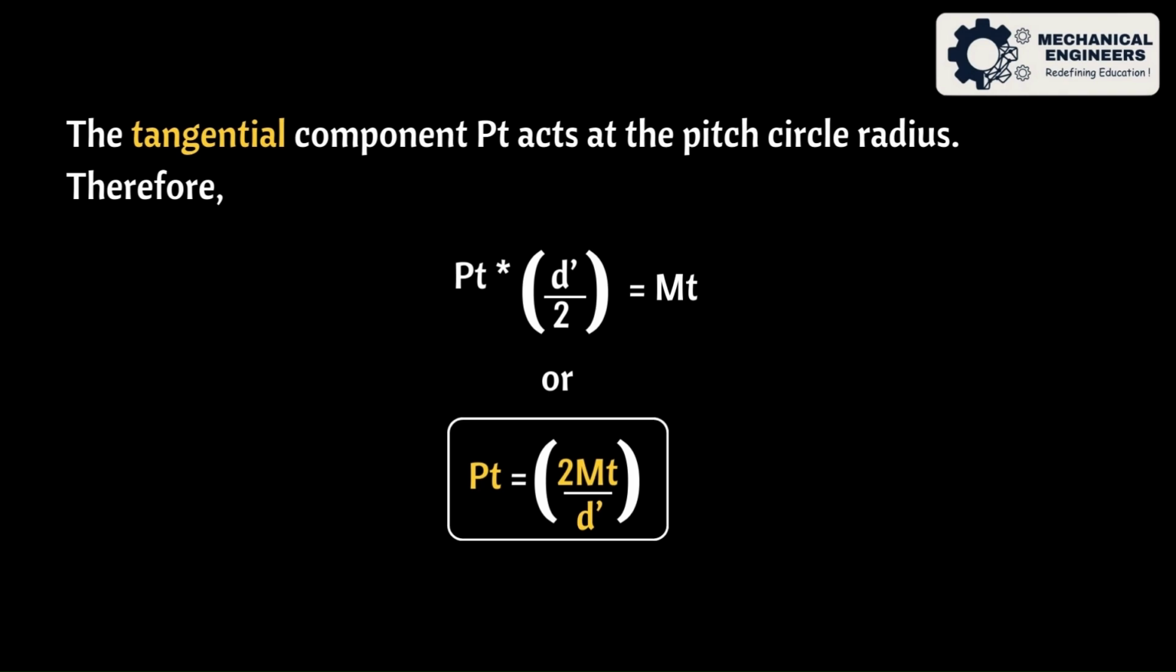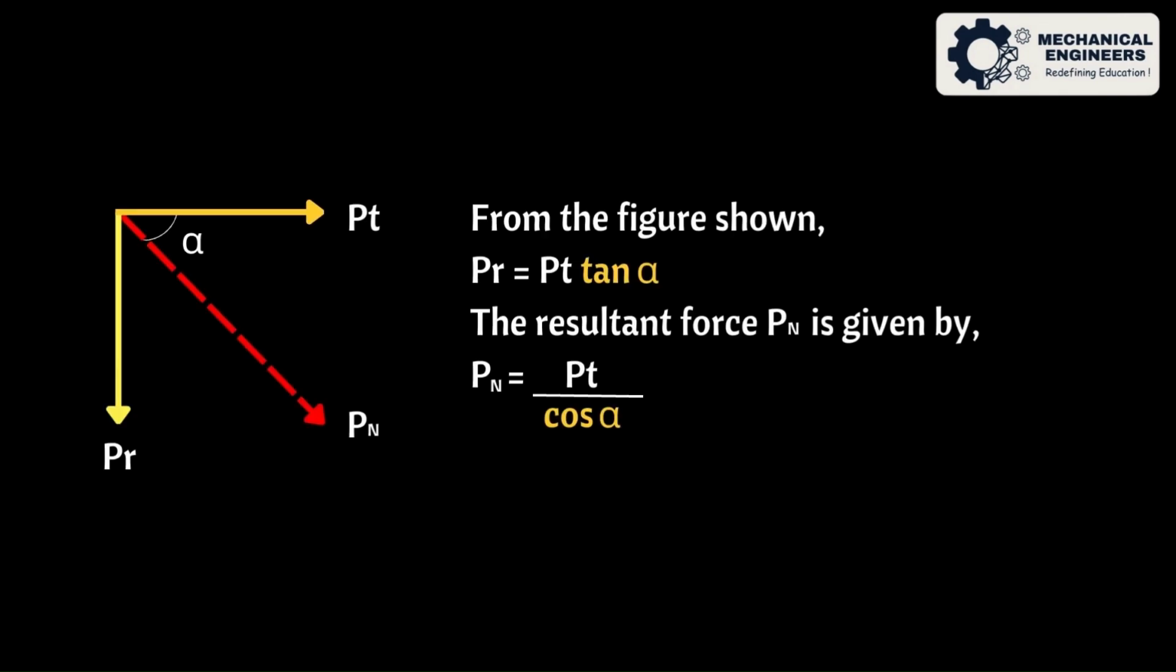Therefore, Pt times d dash by 2 is equal to Mt, or Pt is equal to 2 times Mt upon d dash. From the figure shown, Pr is equal to Pt times tan alpha. The resultant force Pn is given by Pn is equal to Pt upon cos alpha.